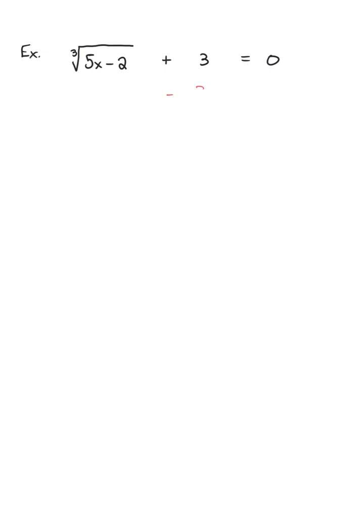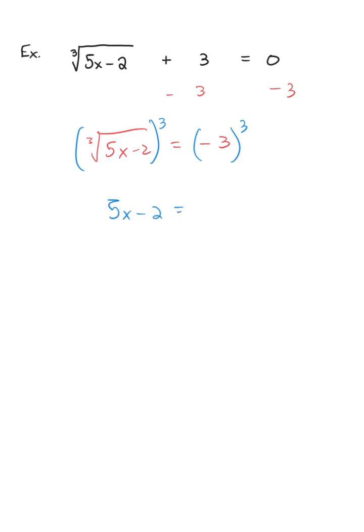First thing I need to do is subtract 3 from both sides. And this is a cube root. 5x minus 2 is equal to negative 3. So then now I'm going to take this and cube it, so that this now goes away to 5x minus 2. Negative 3 cubed is negative 27.